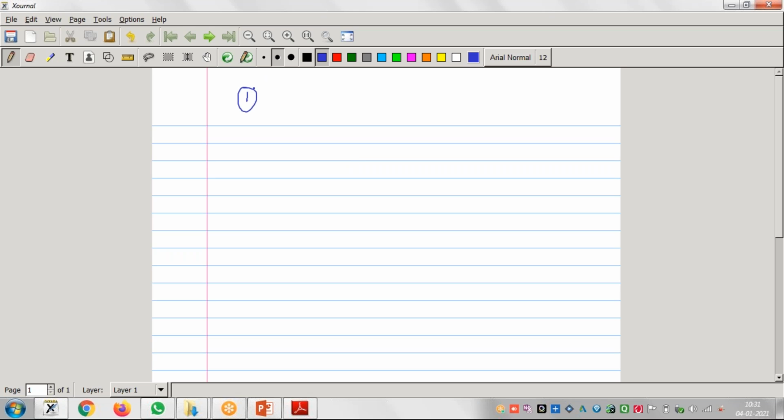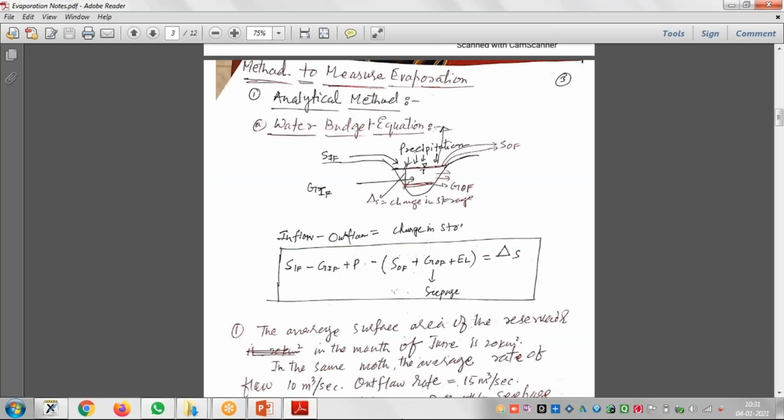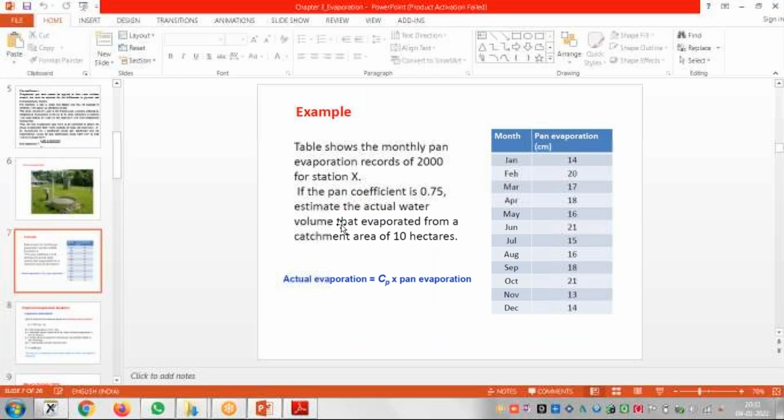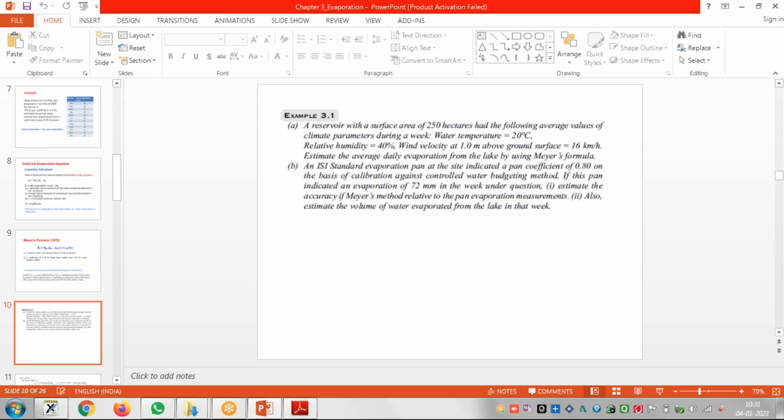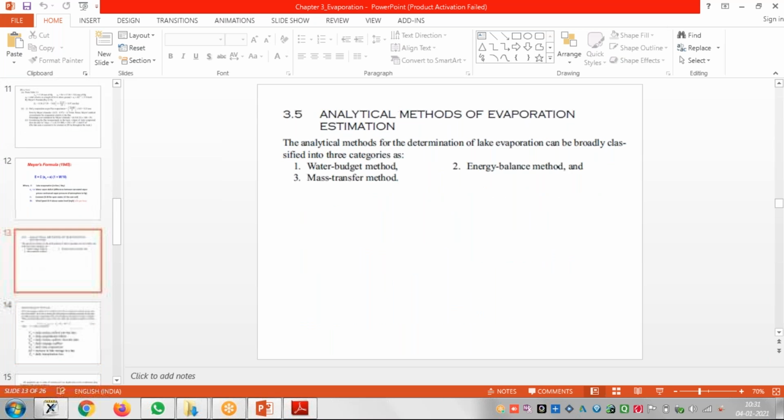Within the analytical method, we have three methods. If we observe here, that is also available. So within the analytical method, there are three methods: water budget method, energy balance method, and mass transfer method. This is the more important method actually. So we will see this water budget method.